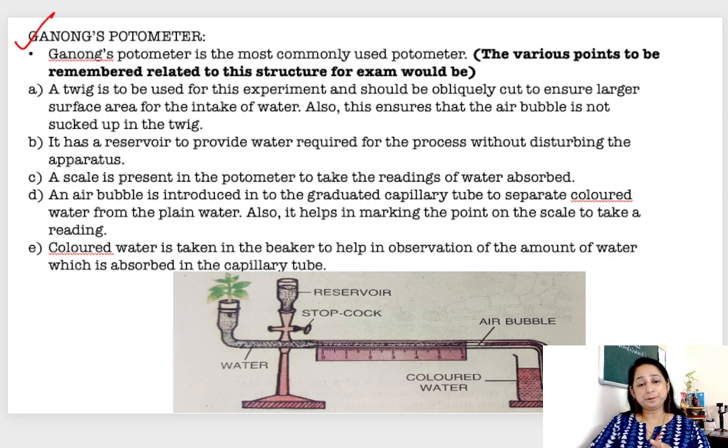So we will talk about Ganong's potometer in detail. Because I have talked about this paper pattern, I'll be making a video about the paper. First of all, I'll be making a video for the sample paper of 2024, which was lately uploaded. After explaining all of that, I'll talk about the paper pattern, the changes, the questions you need to focus on, and the types of questions you need to focus on.